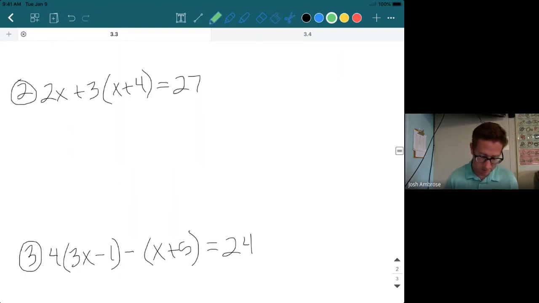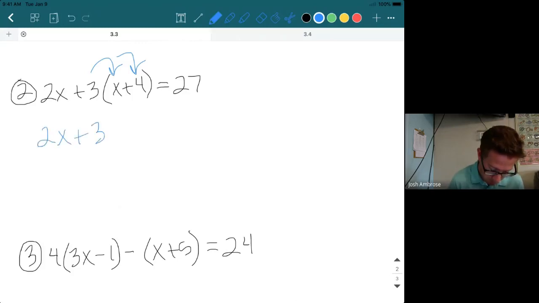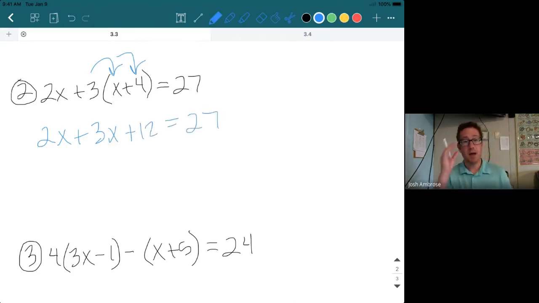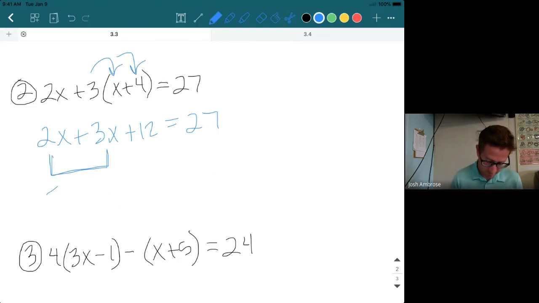Let's take a look at the next one. Do we have the distributive property? Yes, we do. So let's do that. Distribute the 3 into both parts of the parentheses there. So I'm now going to have 2x plus 3x plus 12 equals 27. Next step in our solving would be combine like terms right here. 2x plus 3x giving us 5x plus 12 equals 27.